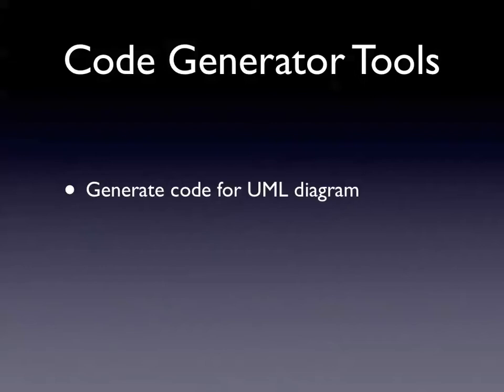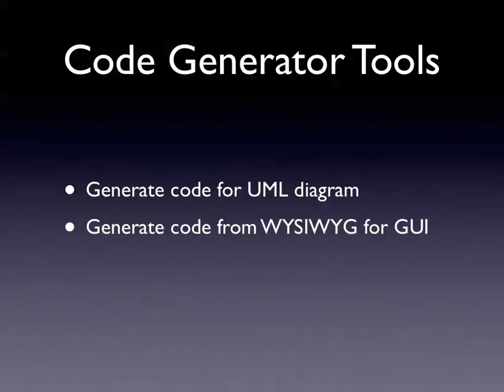Code generator tools. These generate code from the UML diagram. So what you could do is draw your UML diagram with your classes, attributes, and operations, and the UML tool will generate the code for these classes. It will make a class with the class name and put in attributes and operations. You can also generate code from a WYSIWYG editor for a GUI, which is just as described above. You just need to write the program logic. All you have to do is continue the implementation of the functions that you might have.